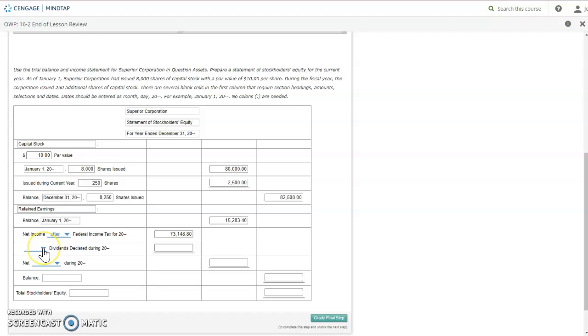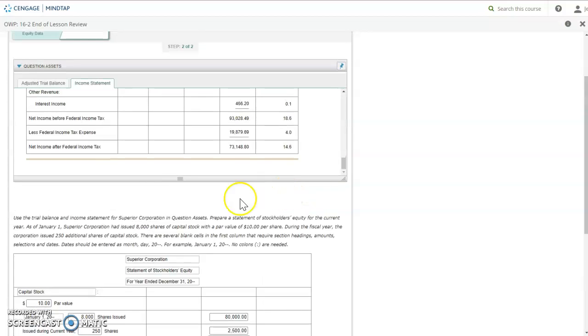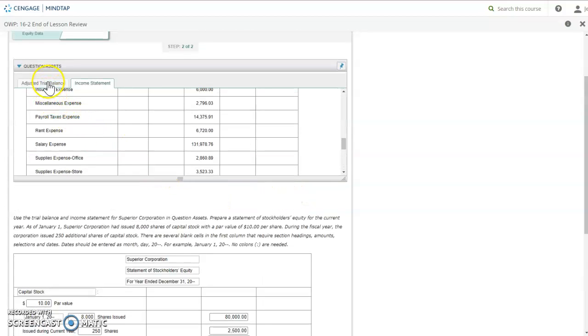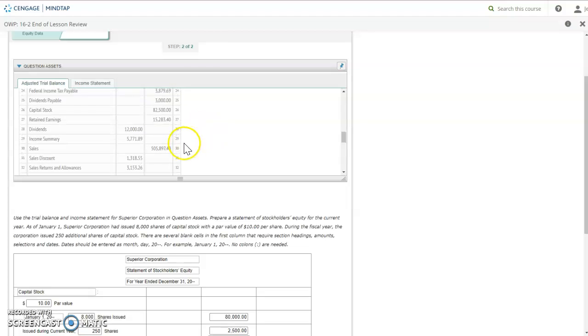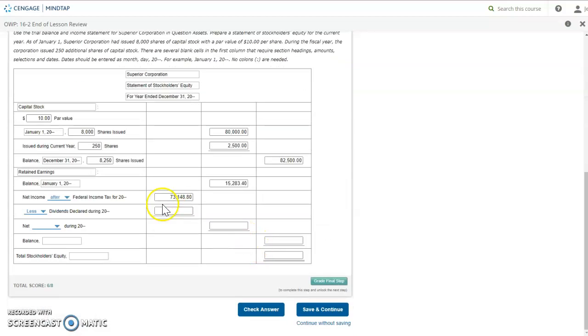Next it says for dividends, are we going to do less or plus? Now, if we think through this, dividends is something that we are paying out. So we are going to choose less here. So less dividends declared during 20 dash dash. I'm going to scroll back up and I'm going to go to my adjusted trial balance. Okay, now my dividend should be right under where my retained earnings were on my adjusted trial balance. So here they are at 12,000. I'm going to scroll back down and put in 12,000.